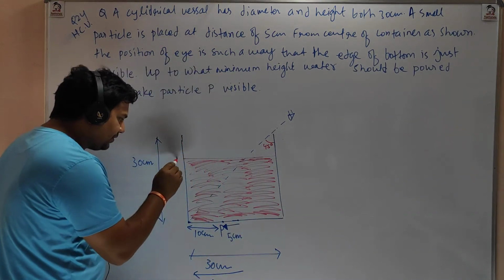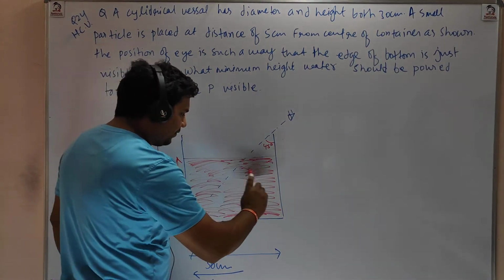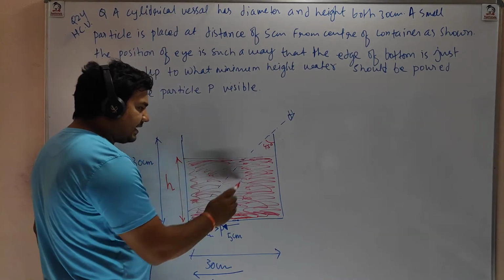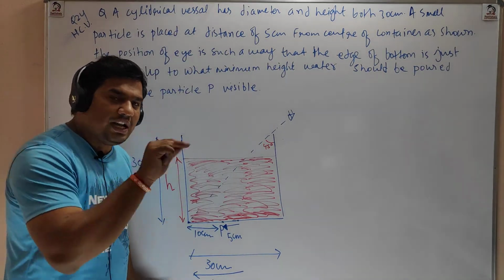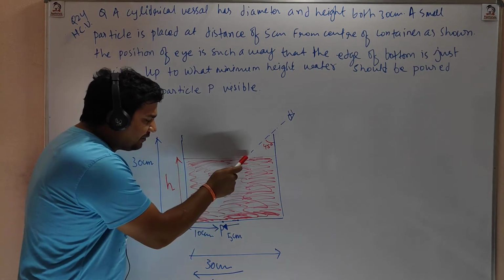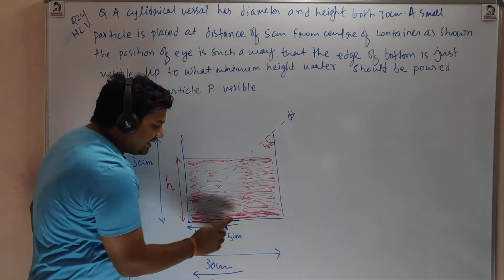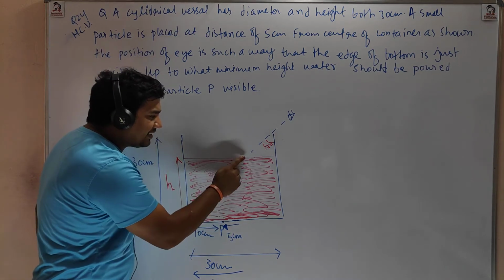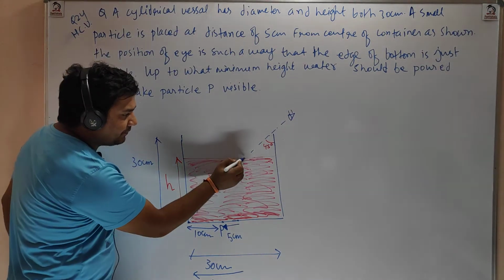Suppose this height is h. This is h. Okay, we poured water till h height. Now this particle will become visible only if a ray starting from this particle, after reaching the surface, traces this path. Listen again. I can see this point P only if a ray starting from this point P, after refraction, traces this path. Agree? So let's draw a normal here.